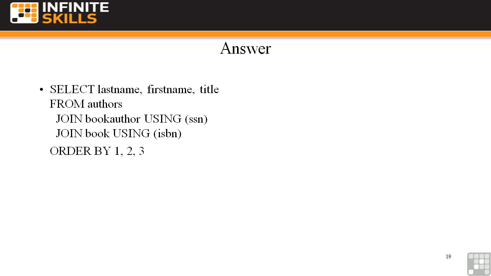So here, I just do a 3-table join by joining 2 at a time. And I make sure that I go through the joining table, the bridging table, or the association table. Basically, the one that contains both the pieces of information I need for the connecting column, which is the primary key of author and the primary key of book. So we connect author to book author using Social Security, and then we connect book author to book using the ISBN.